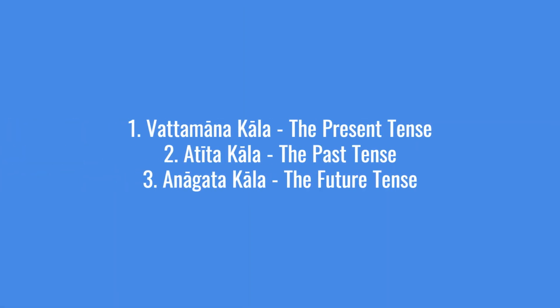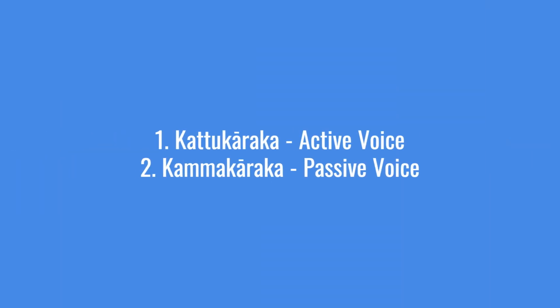Before we conjugate verbs, we should remember that there are three tenses in Pali. Vartamana kala, present tense. Atita kala, past tense. Anagata kala, future tense. And there are two voices. Kattu karaka, active voice. Kamma karaka, passive voice. Also there are three persons.